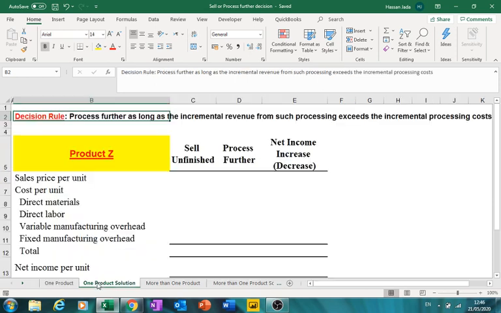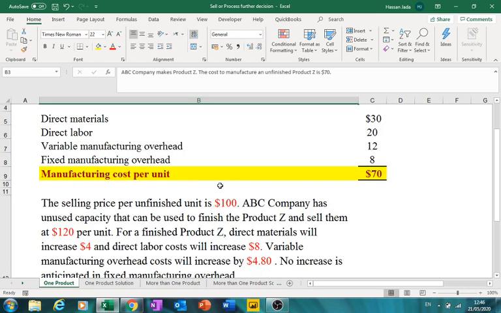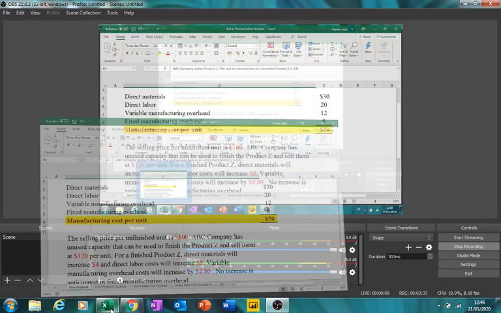Here we can go to our solution, product Z. We have the still unfinished product Z at $100 per unit, and when we process it further and make it finished, we have a $120 selling price per unit. Here we have cost per unit. The cost per unit for unfinished product Z: direct materials $30, $20 for labor, $12 for variable overhead, and so on.